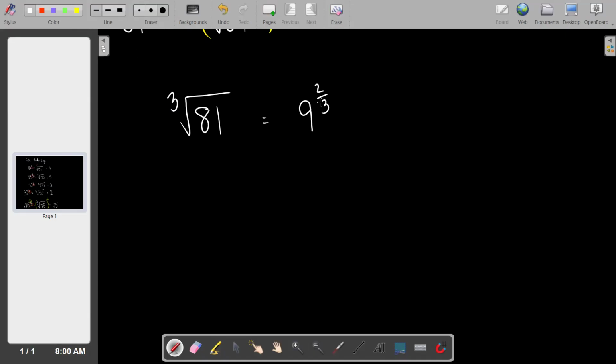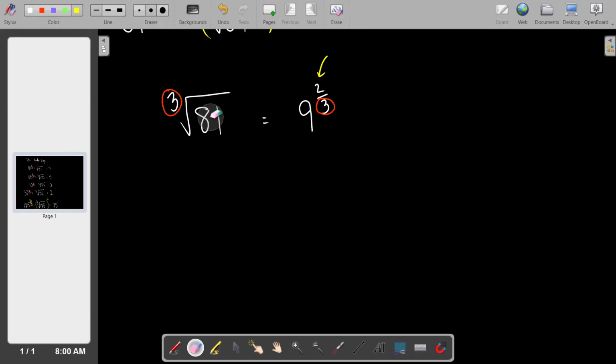All right. Where did the 3 come from? Where did this 3 come from? Thank you. The cube root, right? So if it's a third root, the bottom of my fractional exponent is going to be a 3. And where did this 2 come from?